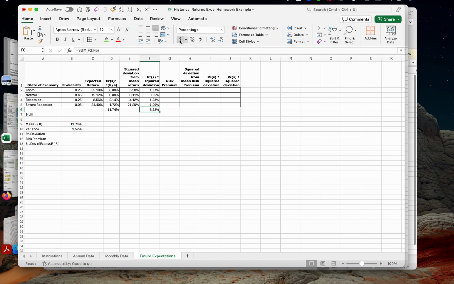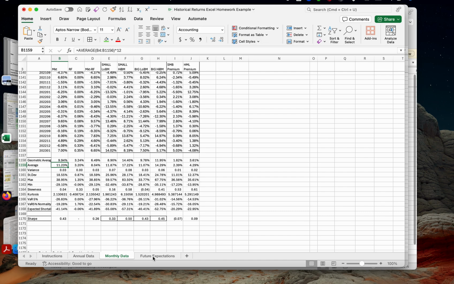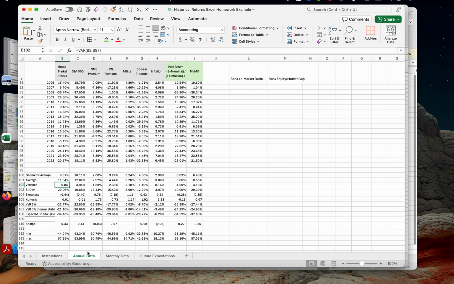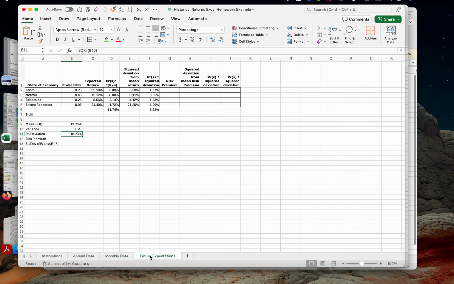And again, none of these are percentages. And it's 0.04, which is exactly what we got in our annual data. Now, what about our standard deviation? Our standard deviation will be the square root of variance, and we are at 18.76, where the standard deviation is 20.08 here. But look at this. Our standard deviation was 18.55 for the monthly annualized data.